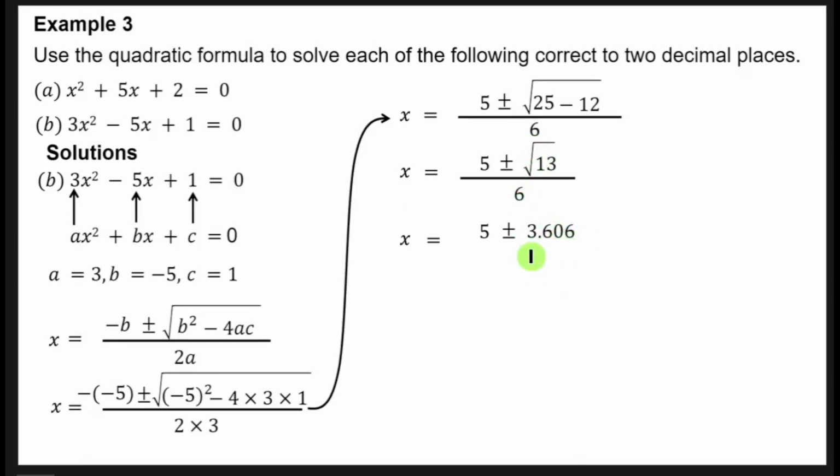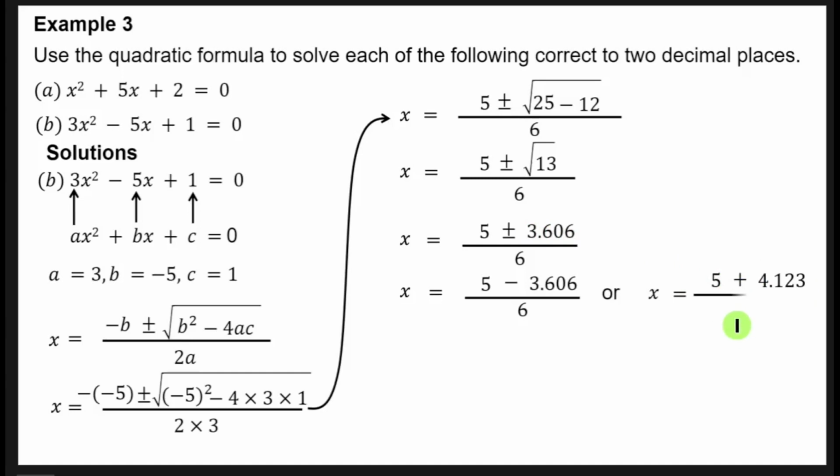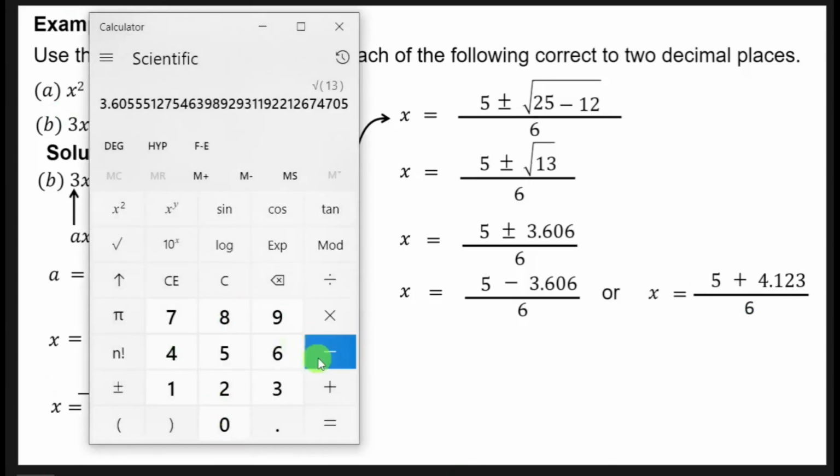3.606 divided by 6. Then I'll say x is equal to, I'll have two options here. Either I'll get for minus first this one over 6, or x is equal to, I'll get plus now this one, then over 6. Then again I'll get a calculator to show you how to find the answer.